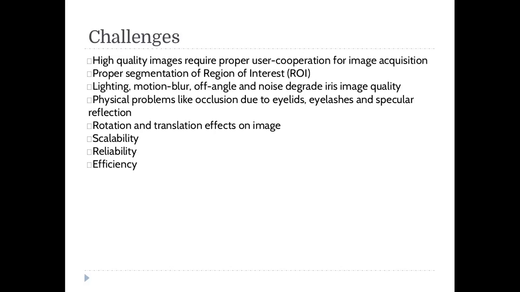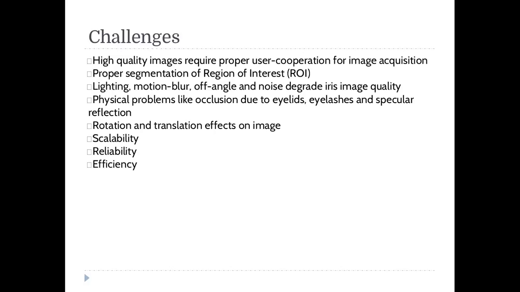This is a problem. Other than that, motion blur will also be there, because it is not in your control to control the motion of your eye. You can't fix the motion of your eye, and because of that there will always be some amount of motion blur in your eye that one has to deal with.